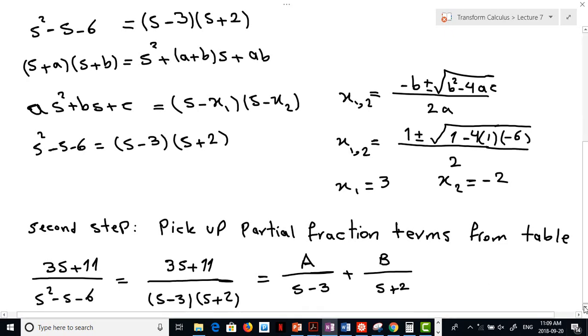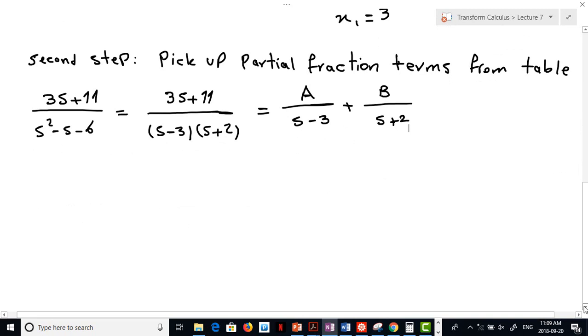So now we know the partial fraction terms. What we have to do is find A and B, I mean A capital and B capital. In order to find A and B, I just add these two terms. So we have s minus 3 times s plus 2. Here A capital should be multiplied by s plus 2, and B should be multiplied by s minus 3.